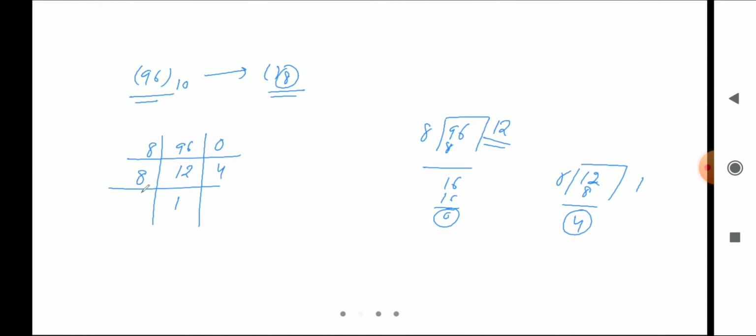So next one is 8. Yes, what do we have to do with this 12? Divide it by 8. If we divide by 8, this will be the result. The quotient is 1, and the remainder is 4. So I have written. Further I cannot divide this one, so this is the result. Finally the result is 4 1 4 0 with base 8.